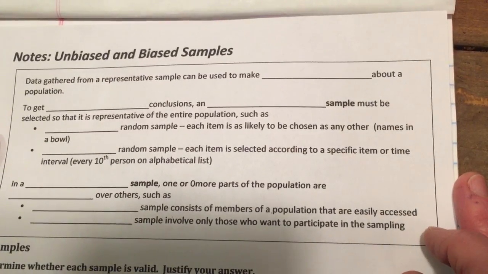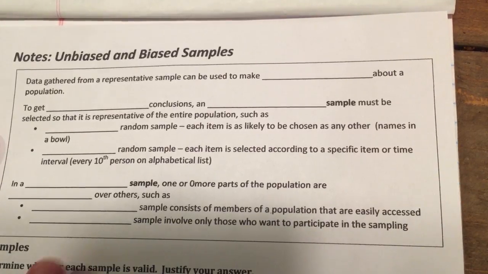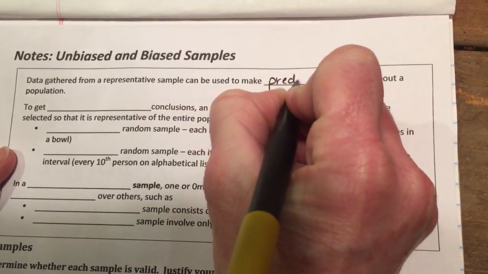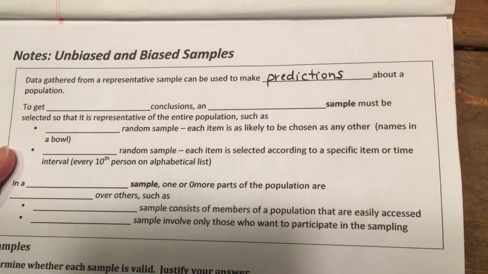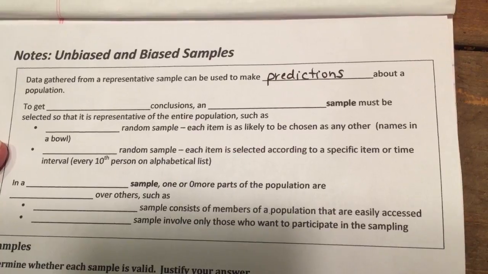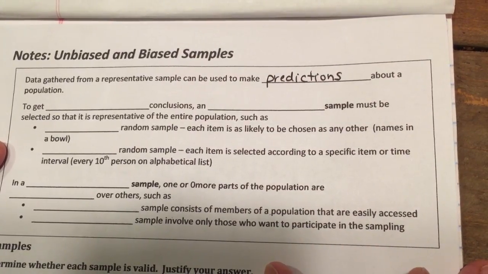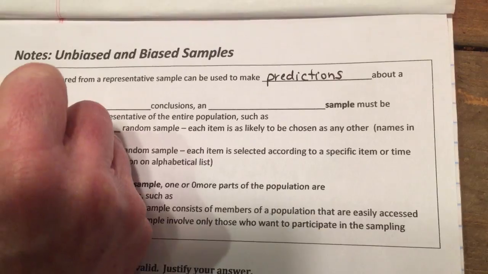All right, so if we open this up, it says that data gathered from a representative sample can be used to make predictions about a population. So that's why it's important to have good data, because if you're going to use it to predict what's going to go on later, then you need to have accurate information so that you can make good predictions.